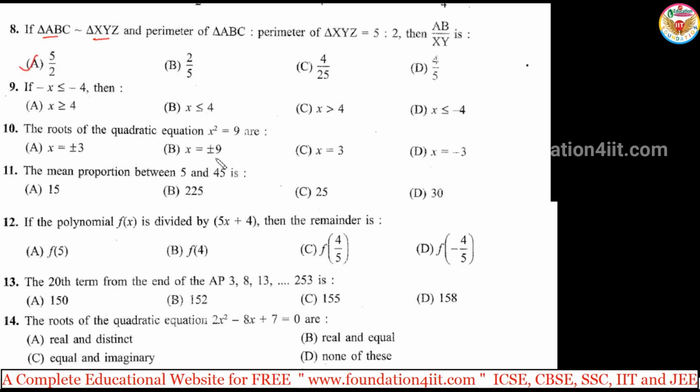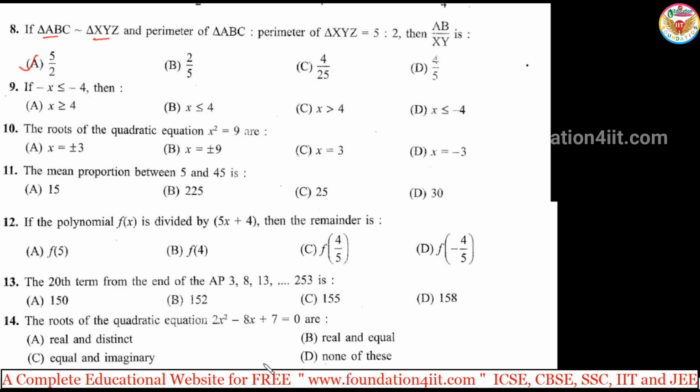It does not change, because only for areas, the ratio of the areas is the square of the ratio of the corresponding sides. But the perimeter is not changed. What is the ratio of the perimeters? It is exactly equal to the ratio of the corresponding sides. Same, 5 by 2 it is.